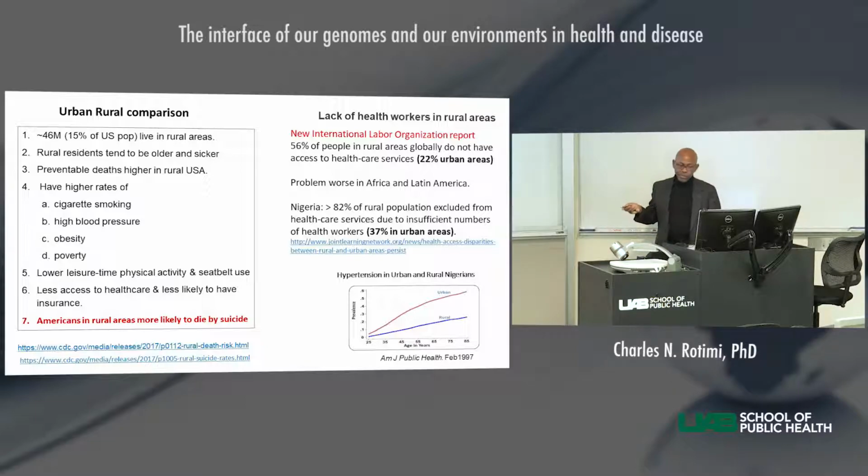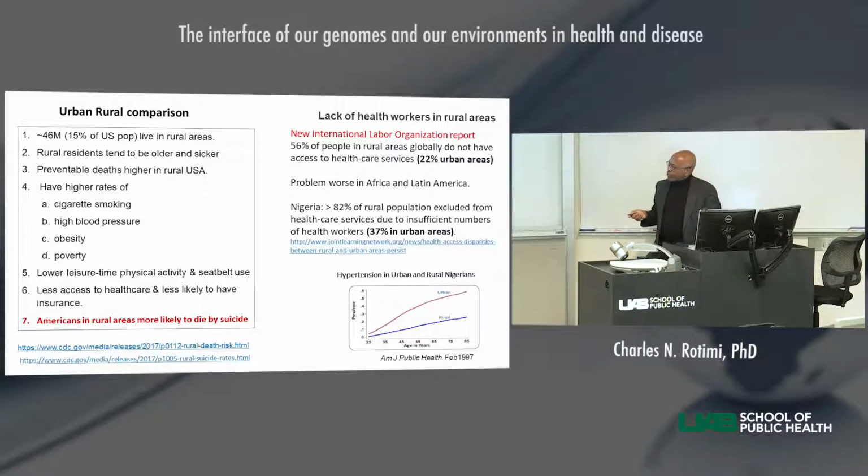If we just do a rural-urban comparison for a minute, about 50 million Americans live in what we classify as a rural environment. But we also know that rural residents tend to be older and sicker, and they have more preventable deaths, a higher rate of cigarette smoking, high blood pressure, obesity, and poverty, lower leisure-time physical activity, lower use of seat belts, less access to health care, and are less likely to have insurance. For me, this is a scandal that is not adequately recognized in public health. The rate of suicide is talked about, but I think it should be a national alarm, just like the rate of incarceration.